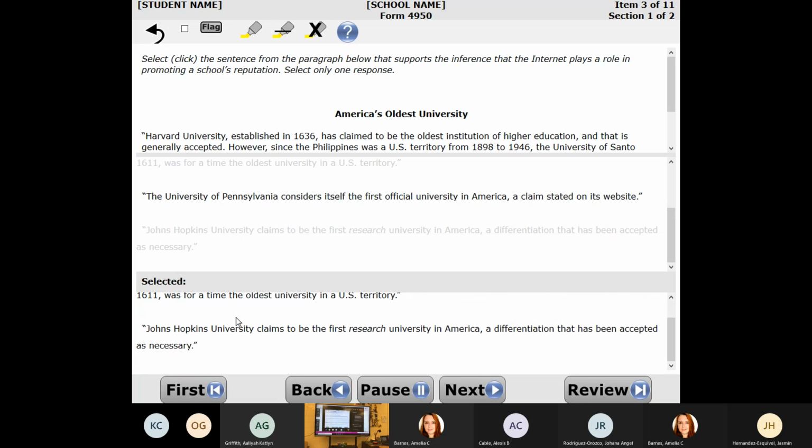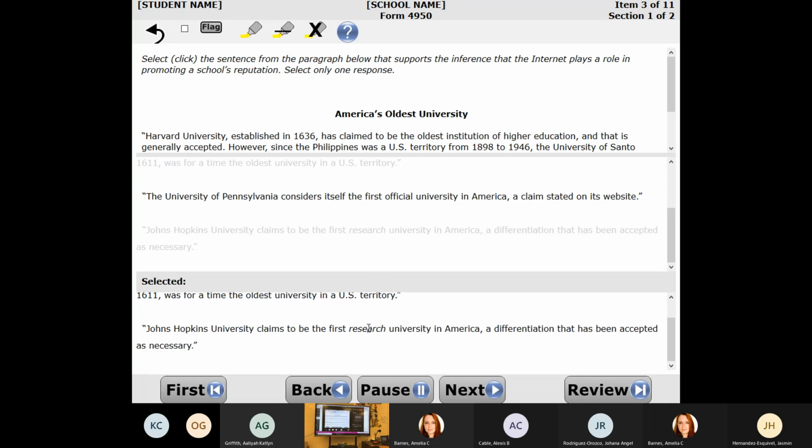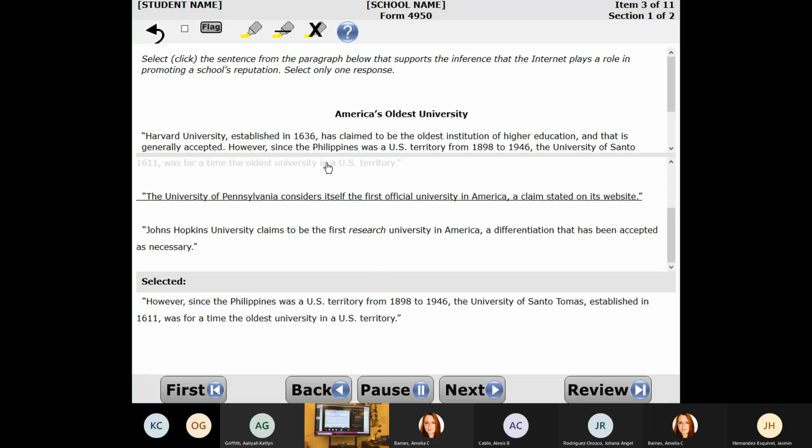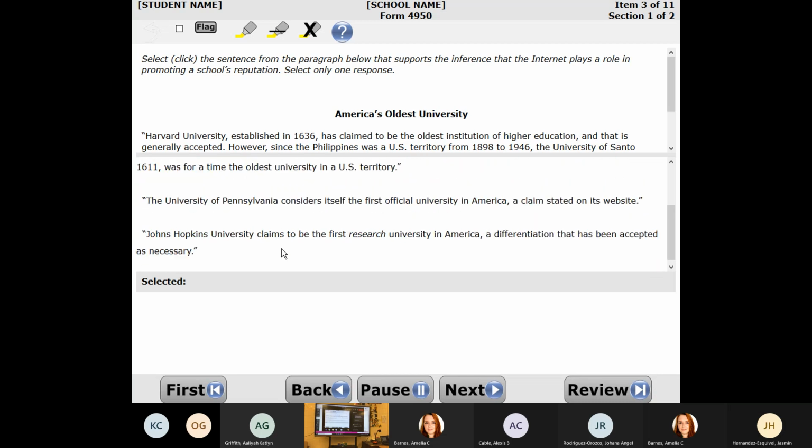So here, right, I've selected 2 responses, but that's because I didn't read the instructions at the top. Select the sentence from the paragraph below that supports the inference that the internet plays a role in promoting its school's reputation. Select only 1 response. I've selected 2, so this would be marked wrong. So I want to re-click these to take those back off and select only 1 of them.